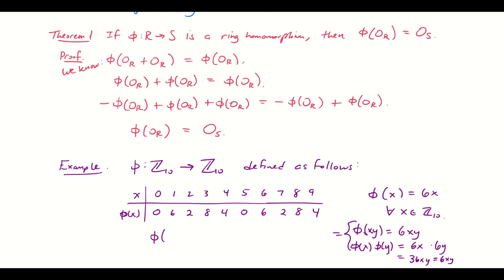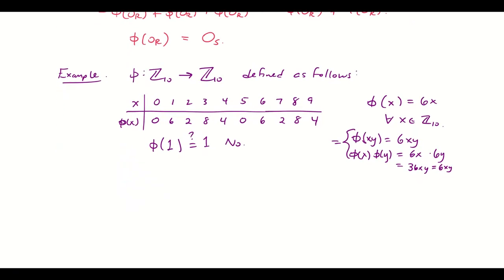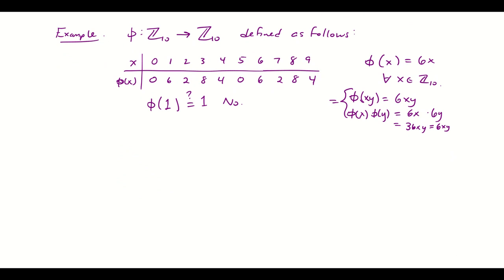But is phi of 1 equal to 1? No. Phi of 1 is equal to 6, which is not the multiplicative identity of Z mod 10. So that shows that I can't prove an analogous property for multiplication. It won't be true. However, the following fun fact is true.